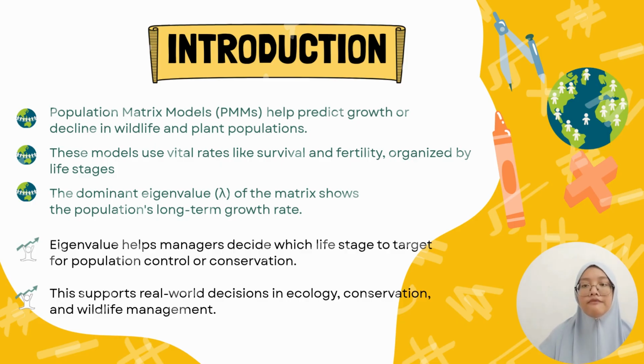The dominant eigenvalue, represented by lambda, shows the population's long-term growth rate. If lambda is greater than 1, the population is expected to grow. If lambda is less than 1, it will decline. Eigenvalues also help managers decide which life stage to target for population control or conservation effort. Overall, this supports real-world decisions in ecology, conservation, and wildlife management.